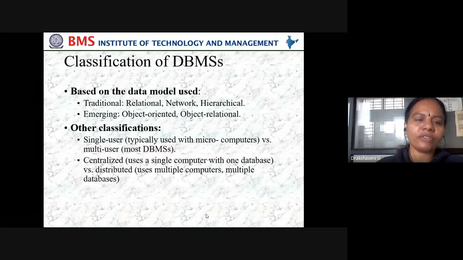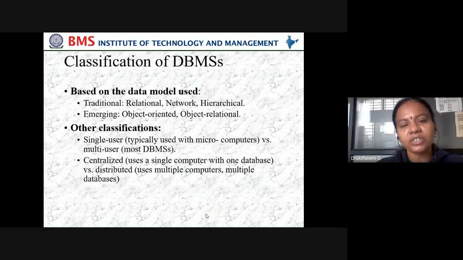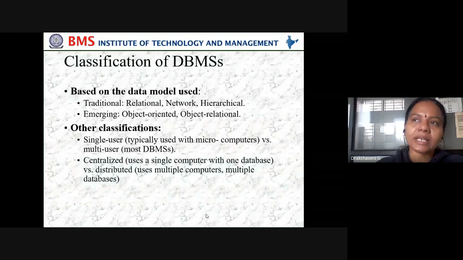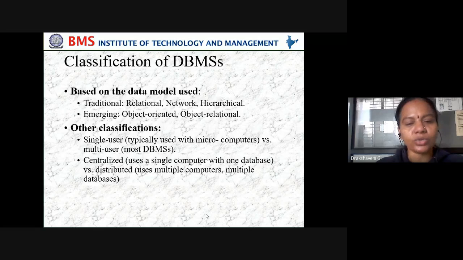So the classification of databases may be based on the data model. You can have traditional and emerging. What is traditional? We may have relational, network, and hierarchical. These are the things which we have already seen, what the advantages and disadvantages of all of them were. Then what are the recent ones? We have object-oriented and object-relational. So again, how do we further classify? We have single-user or multi-user. Single-user means only one person using it, or one particular company using it. Multi-user means many companies are using it.